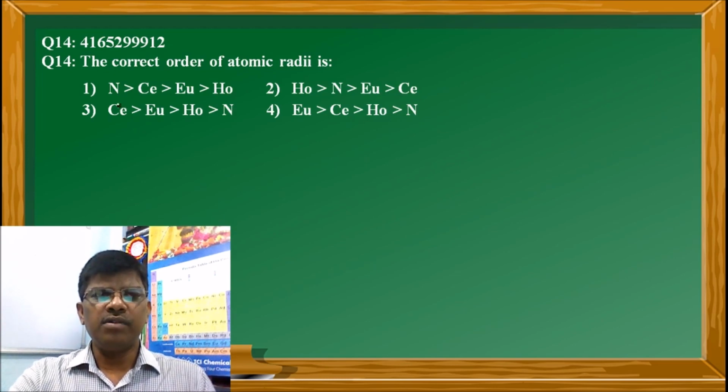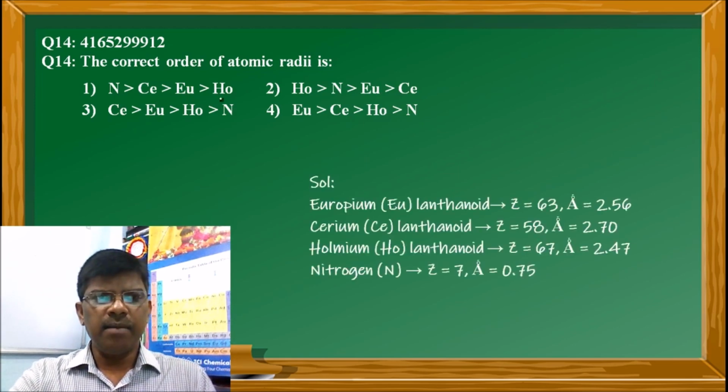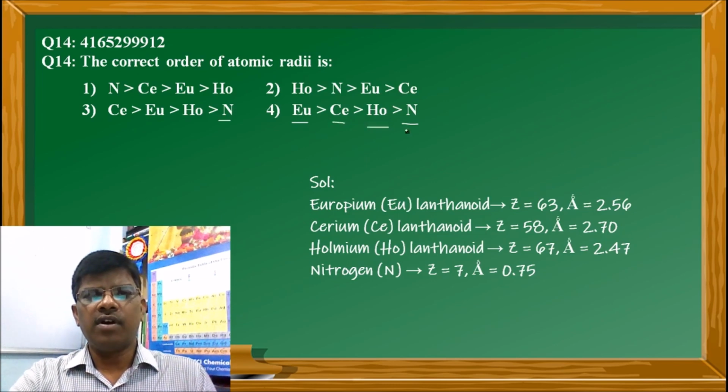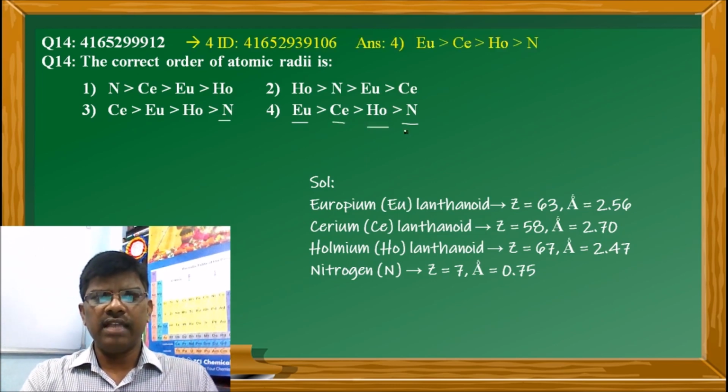But the examples are not from the same group or same period. Let us see. It is cerium, europium, holmium. Yes, all these are in the same period, that is lanthanides. But nitrogen is a different element. We know that nitrogen's atomic radius will be the least. So among these 4 options, nitrogen has the least atomic radius, and option number 4 also shows the least radius. Next, we know that europium is going to have the highest atomic radius. Next comes cerium, followed by holmium, followed by nitrogen. So option number 4 is the correct option friends.